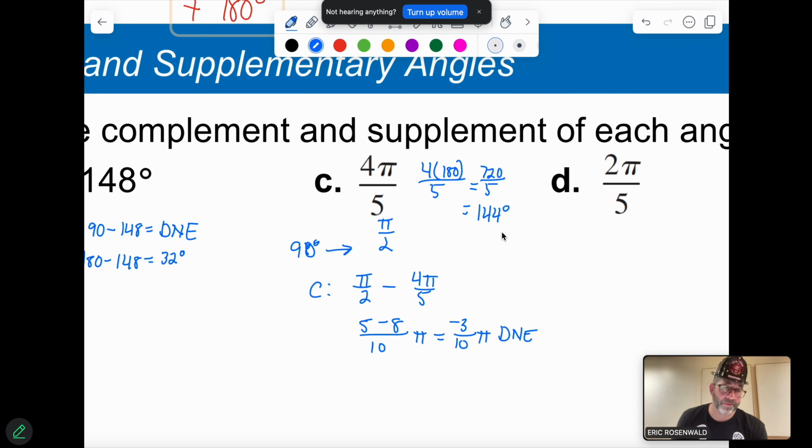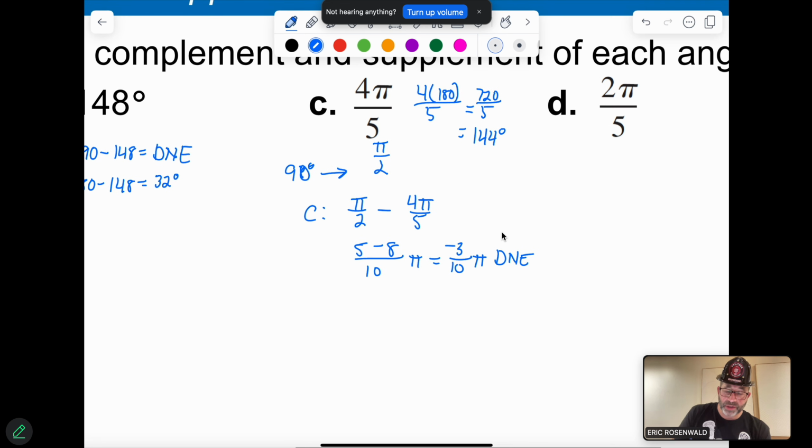There's no complement for 144 degrees. So that's why we have a does not exist for the complement. When we say supplementary, remember that adds up to 180 degrees. And so that's the same as saying pi, right?